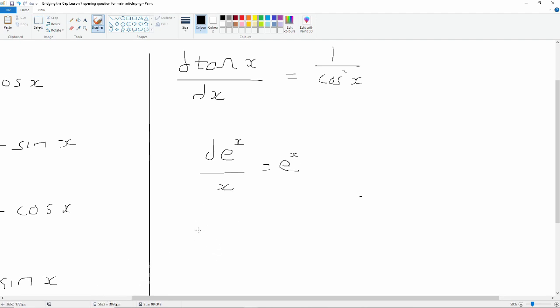Okay, the other one is that the natural logarithm is the log to base e, and we usually write it ln. So the derivative of the natural log of x with respect to x is just 1 over x.